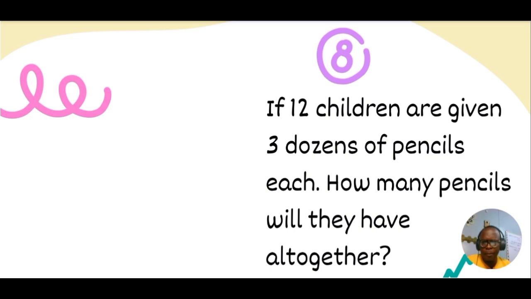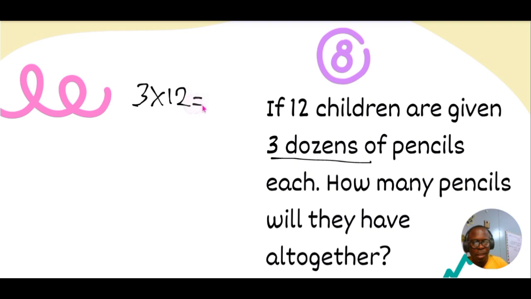Number 8. If 12 children are given 3 dozens of pencils each, how many pencils will they have all together? So each of them receive 3 dozens. 3 dozens. That's dozen. A dozen is 12. 12 things. A group of 12 things is known as a dozen. So 3 dozens would actually mean that 3 times 12.